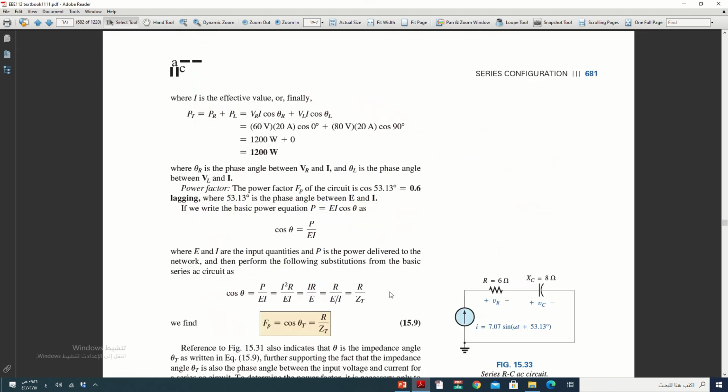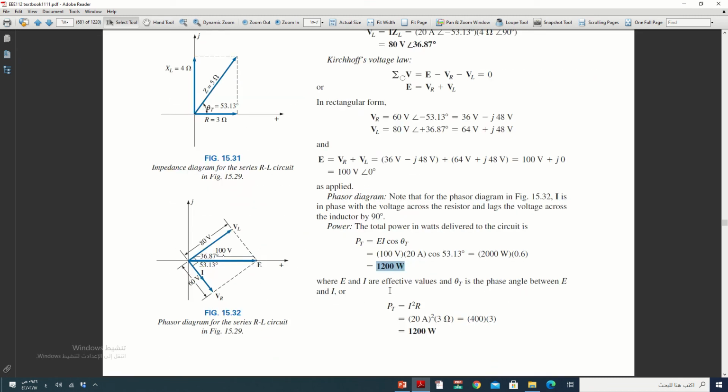Another method to find the active power. We know that the real power is consumed by the resistor. Because of this, we will square the current and multiply by the resistor. No need to consider the inductor or capacitor. 20 squared multiplied by 3, you will get the same answer.